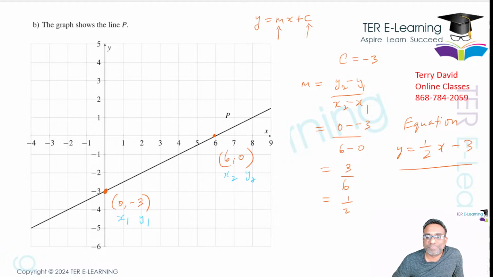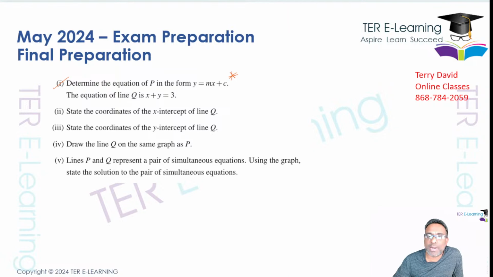So that is part 1. Now the second part says the equation of the line Q is given by x plus y is equal to 3, and we want to state the coordinates of the x-intercept. So we have an equation of a second line here, x plus y is equal to 3, and we want to know what is the x-intercept.